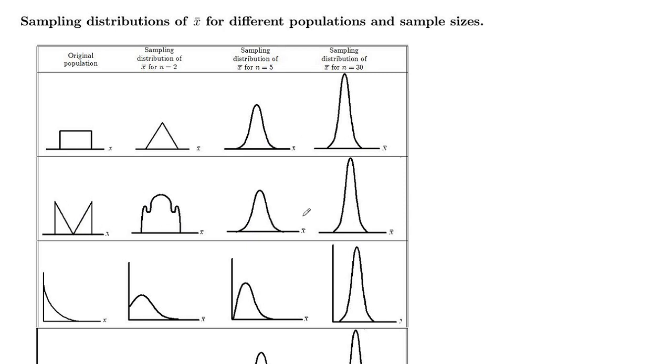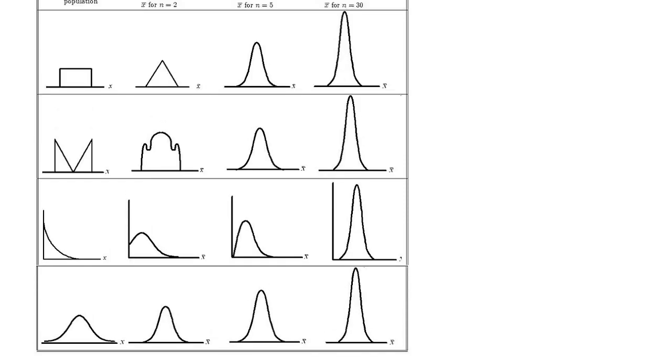Notice as sample size increases going to the right, you get a more normal, more bell-shaped sampling distribution. And then this is a binomial distribution, severely skewed to the right, with samples of size 2, 5, and 30. Notice by the time we get to 30, it's not skewed anymore. And if you start with a normal population here, then the sampling distributions are normal for all sample sizes.